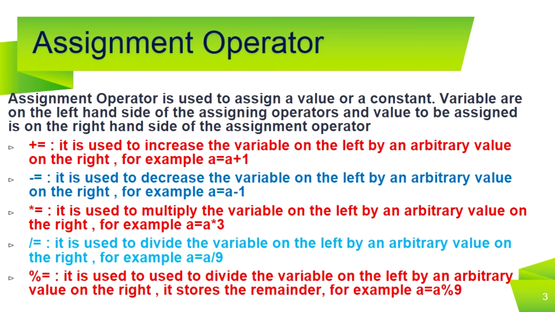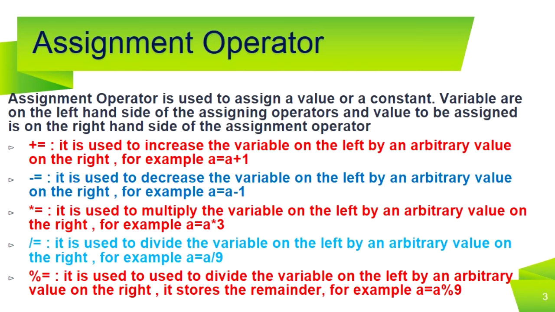So the next operator is the assignment operator. Assignment operator is used to assign a value to a variable or a constant. Variables are on the left hand side of the assignment operator and the value to be assigned is on the right hand side. So in this slide we will be discussing 5 types of assignment operators. So let's begin. The first one, plus is equal to.